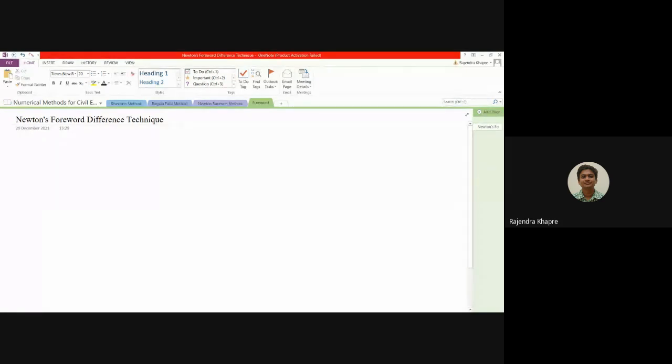Okay, so till now we have seen three different methods to find the root of a given equation. That is the bisection method, regula falsi method, and the Newton-Raphson method. And with that, we have completed one unit.